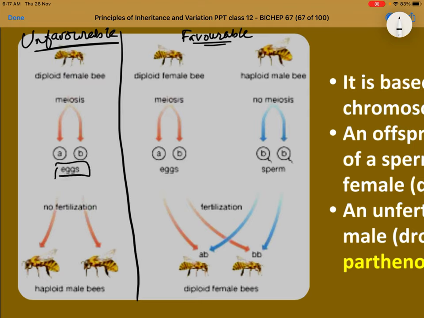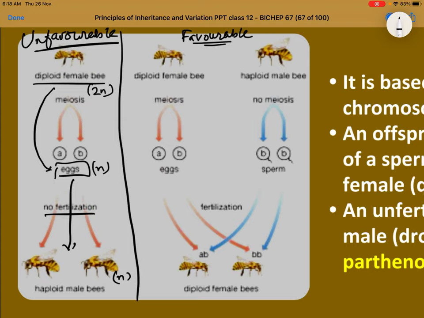the eggs which are produced by females by meiosis, straightway without fertilization, they are converted into an organism, right? So female diploid, eggs haploid, and when they are straightway converting to the embryo, definitely those embryo cells or those organisms are going to be haploid. That is why males are always haploid, right?